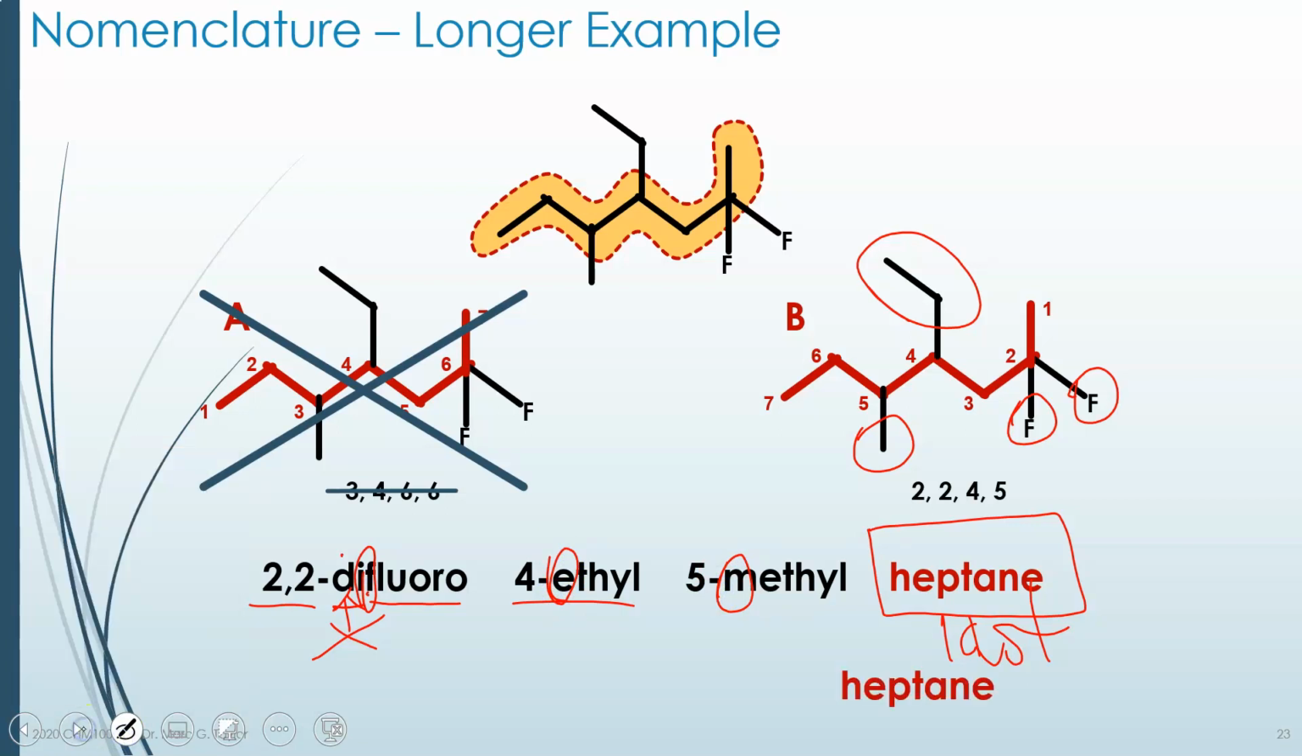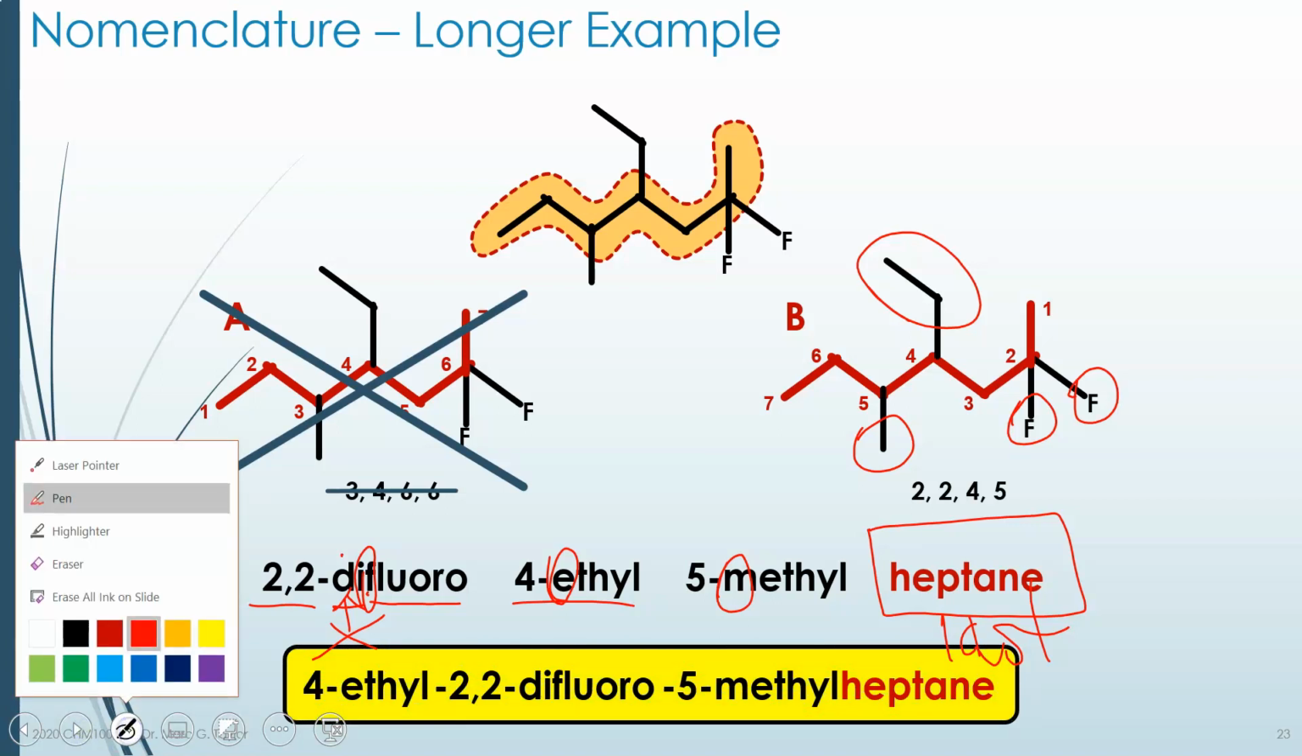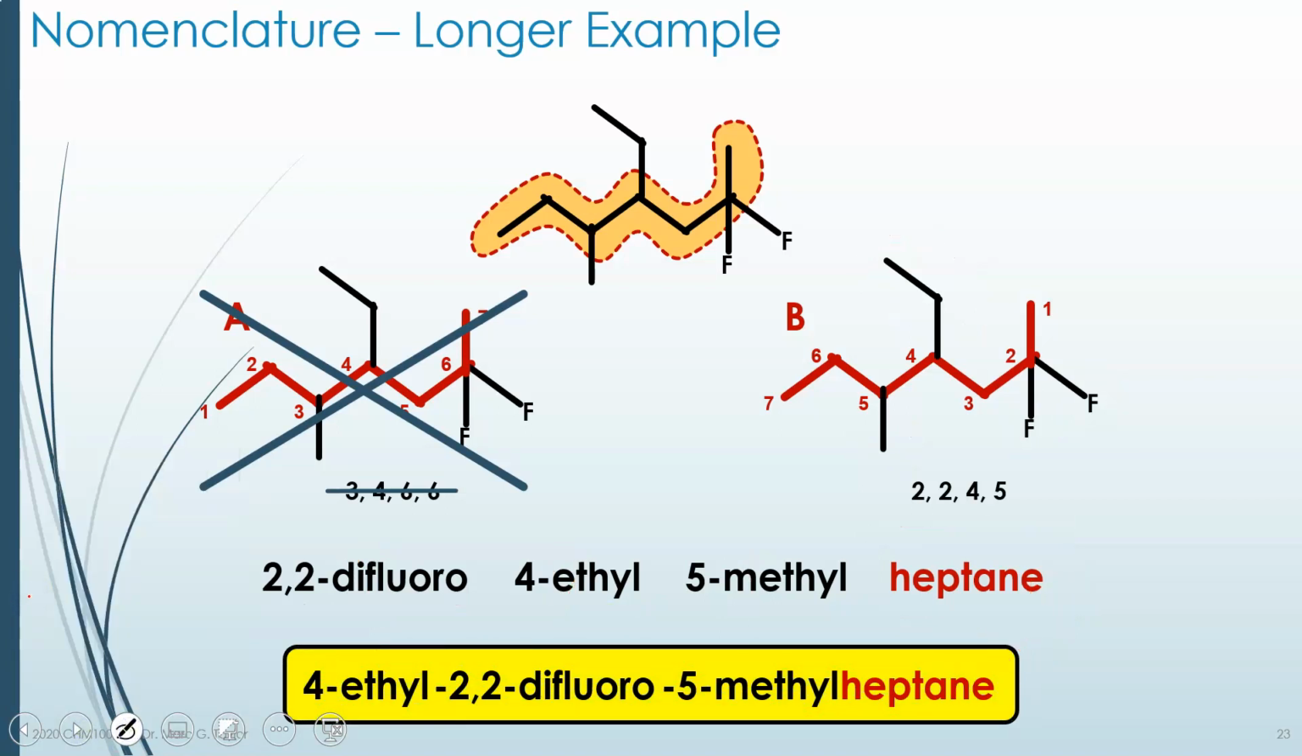And if we do that, we know heptane's last. Ethyl comes first with its number. Fluoro comes next, so it's 2,2-difluoro. F is after E, not the D. And methyl is last. And there's our name. And that is how you name a more complex substituted alkane. In this case, it is a branched one with fluorines on it, so we would call this a halo alkane because it has halogens on it.